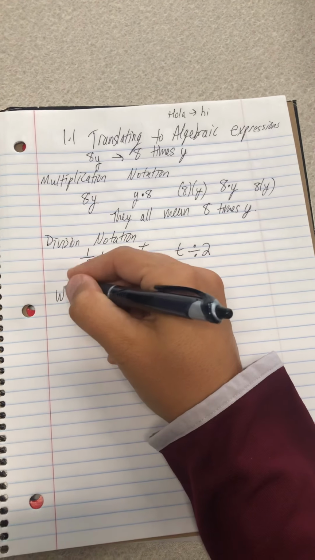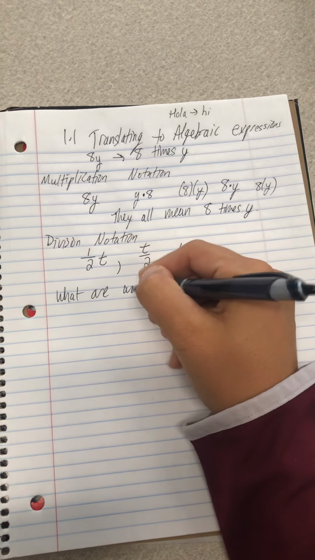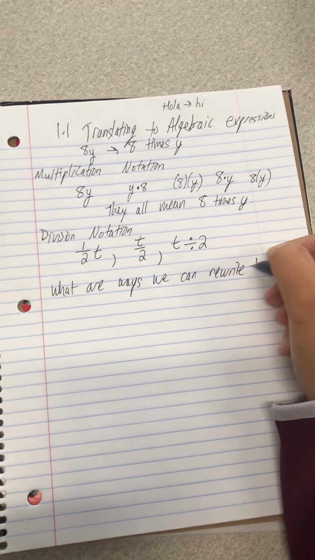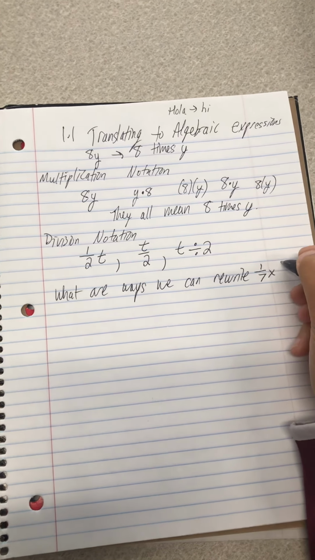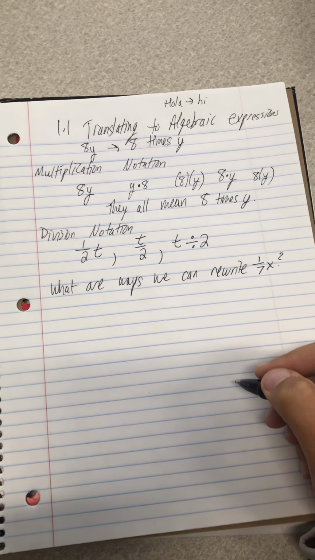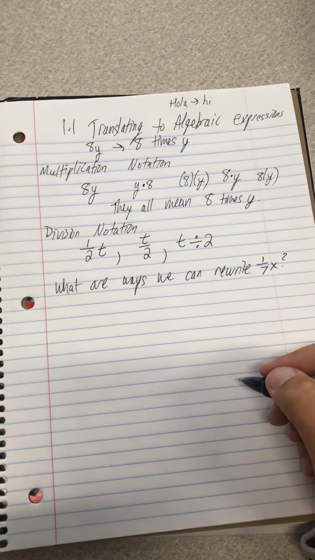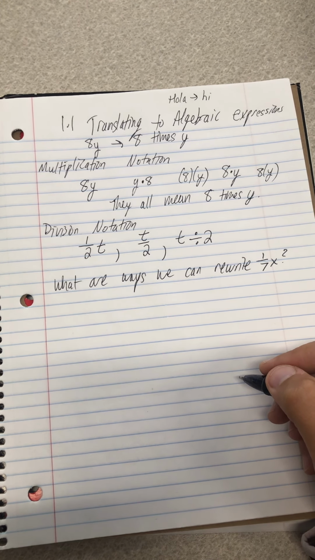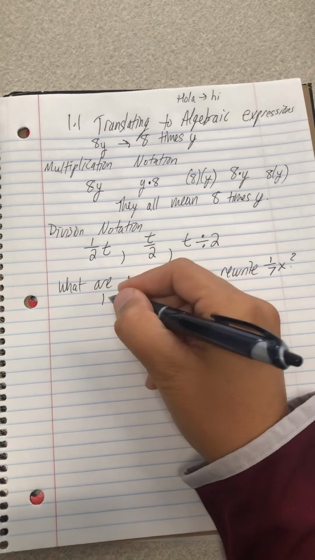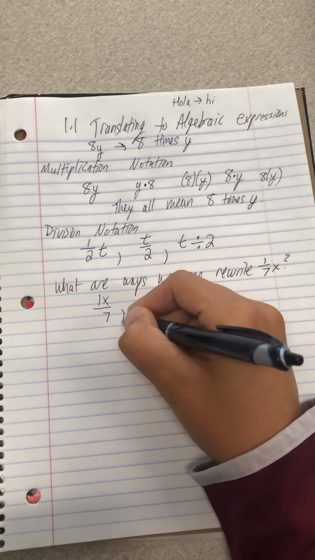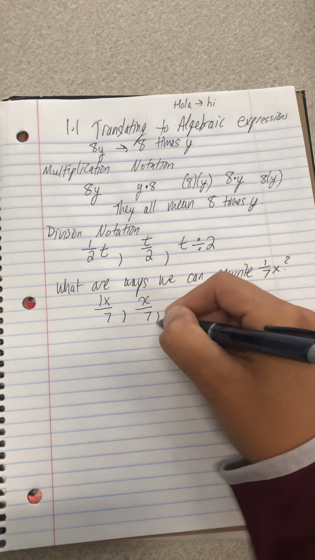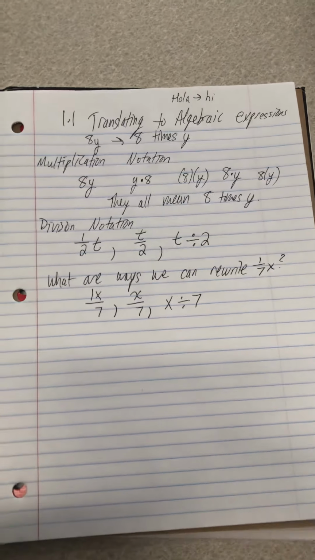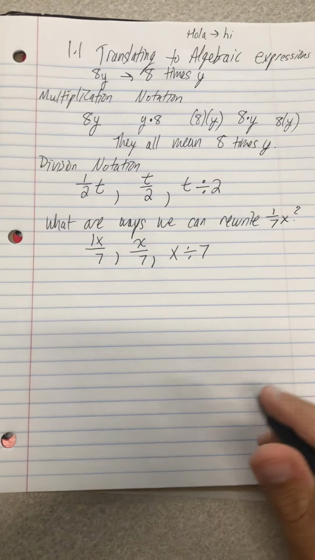So here's a question for you. What are ways we can rewrite 1/7 times x? Okay. So I'll give you about 10 seconds to come up with different ways. Okay, and so different ways you could write it as 1x divided by 7. You could write it as just x divided by 7. And notice they are all equivalent and they all mean the same thing.